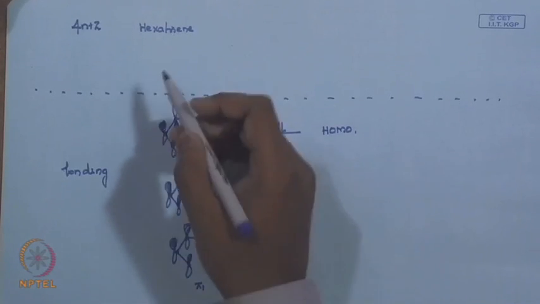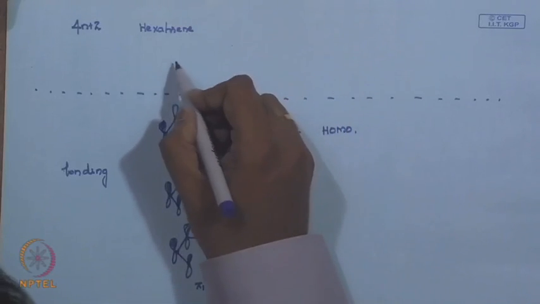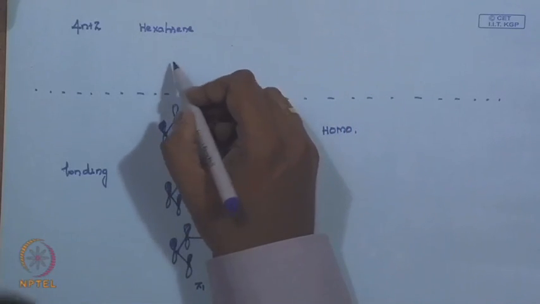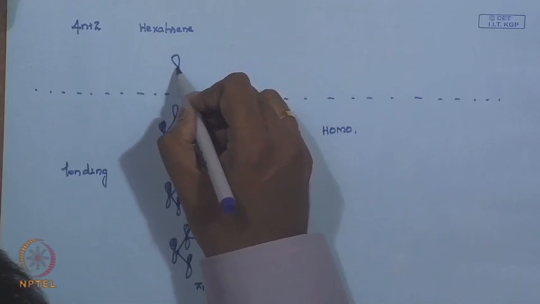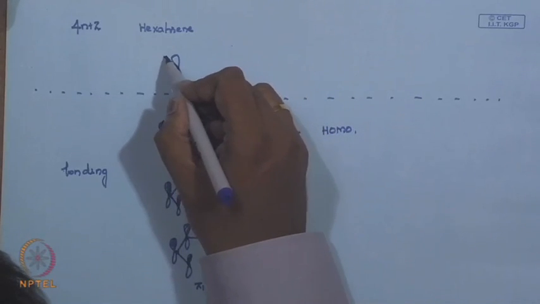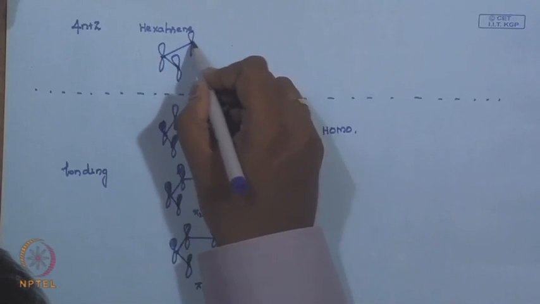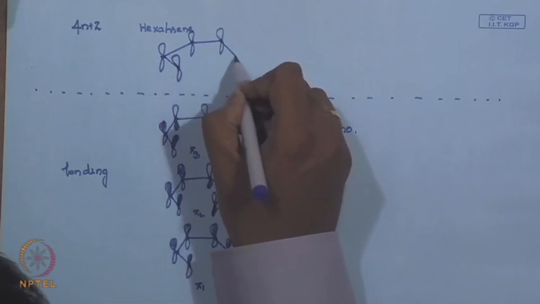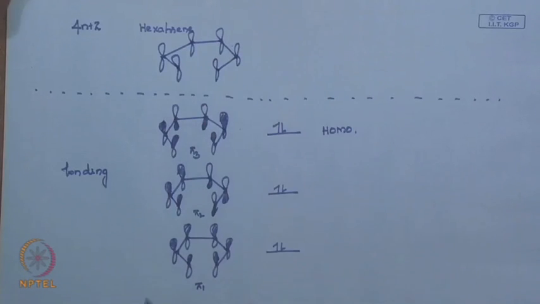And you know, for anti-bonding, you can again draw 3, which I have already shown. In this case, I am just going to draw one system which we will be studying. Fine.